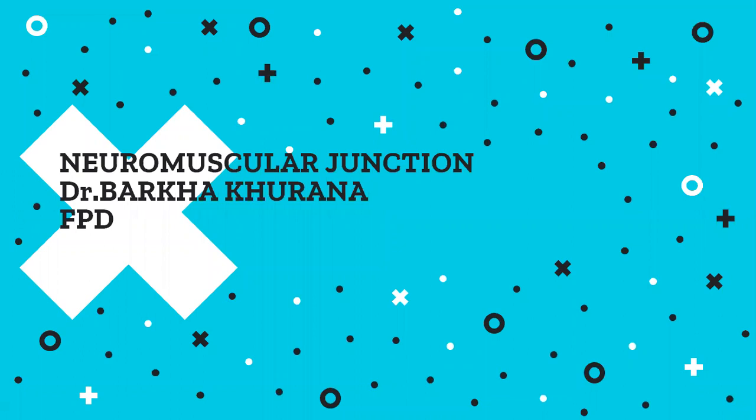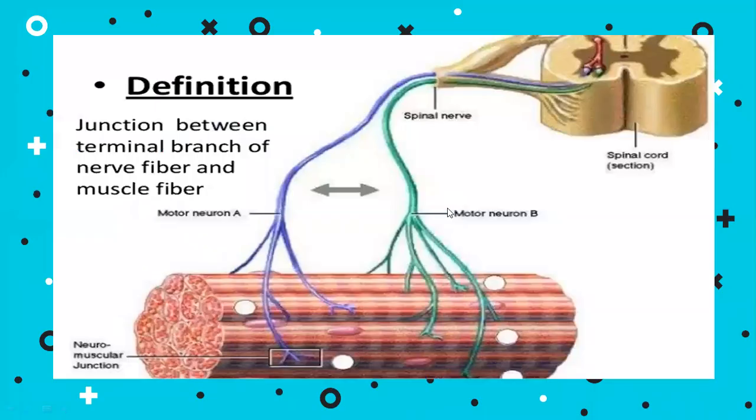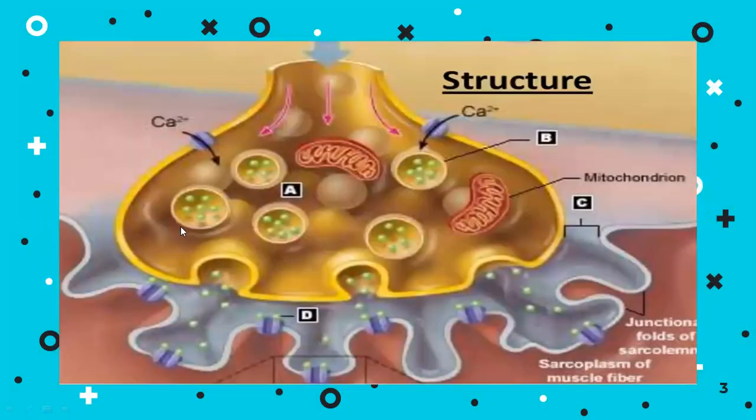Farkha Khurana. Today we'll be talking about neuromuscular junction in human physiology. The junction between terminal branch of nerve fiber and muscle fiber is the neuromuscular junction. Neuro means nerve, muscular means muscle. So the junction between these two is the neuromuscular junction. Here you can see the structure.